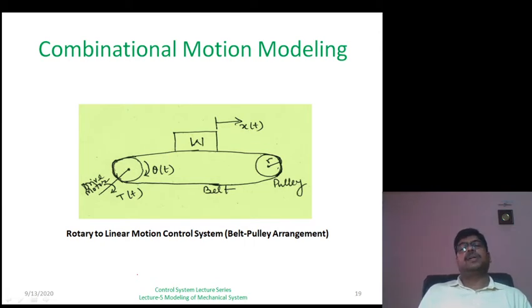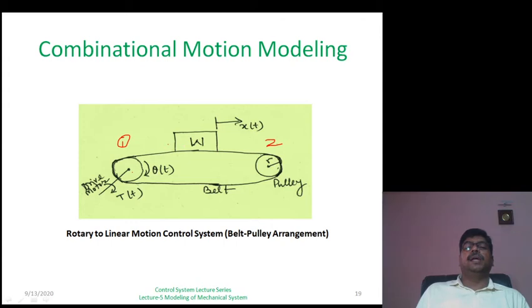So now coming to the example of the combinational motion. The first one is a belt pulley arrangement. So here you can see in this diagram, this is pulley 1 and this is pulley 2. Pulley 1 and 2 are connected through a belt arrangement, and at pulley 1 there is a drive or motor that runs this pulley. Due to the movement of this pulley, the other pulley will also move because it is connected through the belt, and on this belt you can see there is a weight W.